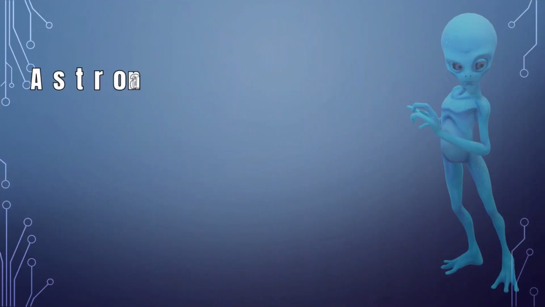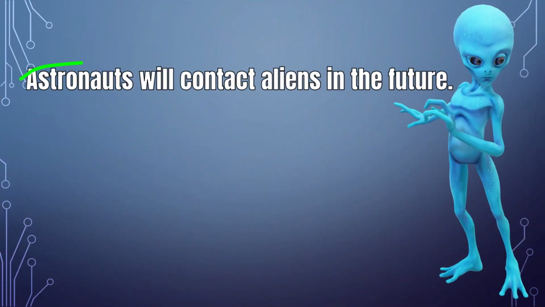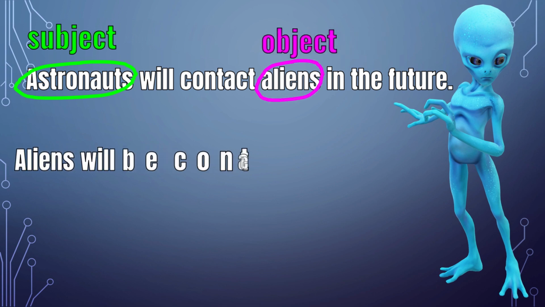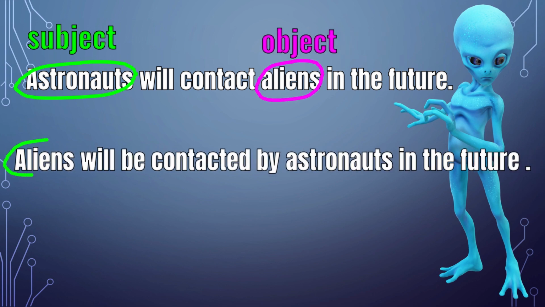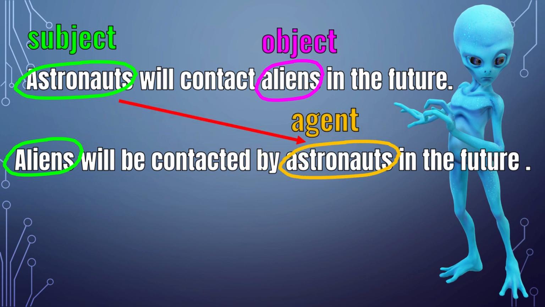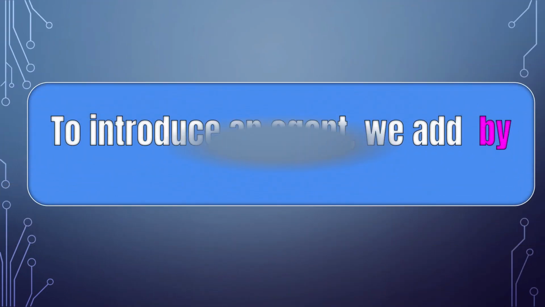To turn an active voice sentence, astronauts will contact aliens in the future, into passive, we start with the word aliens, which is a subject in passive, and the word astronauts as an agent. To introduce an agent, we add by.